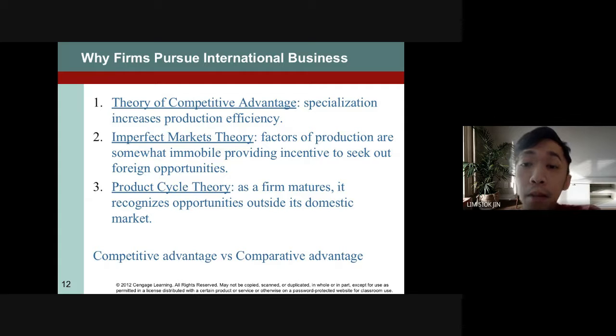expand their market. The next one, product cycle theory, also relates to Grab, but let me give Toyota as an example. Product cycle theory: as a firm matures, it recognizes opportunities outside its domestic market. For this one, I will bring in Toyota. Toyota is a big name in Japan. But why don't they just focus on Japan? Why do they want to go around the world? Toyota is popular for what? Toyota is long-lasting, fuel efficient, and also economical. A Toyota car is cheap and lasts long, right?